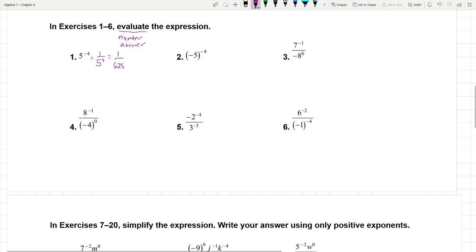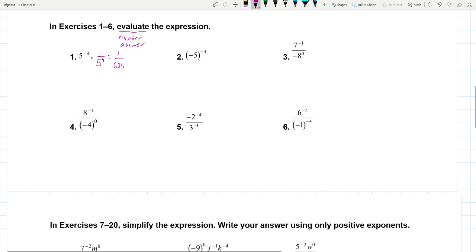And you might be tempted to do 5 to the negative 4th in the calculator, and you're going to get some random decimal number. And your decimal number is actually going to probably be longer than 1 over 625. And so it's very important to be able to do these by hand.